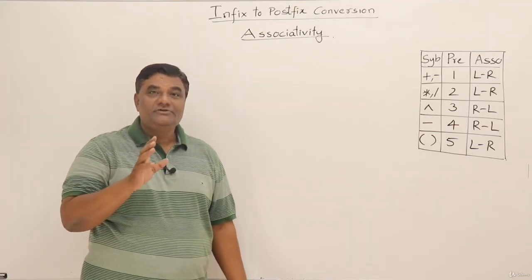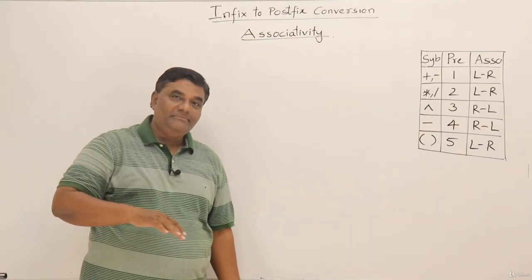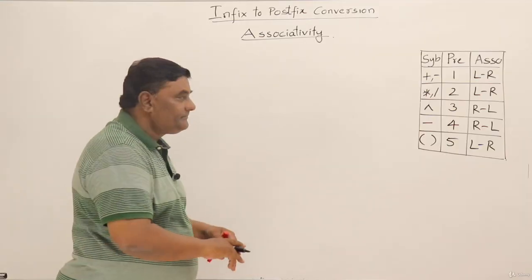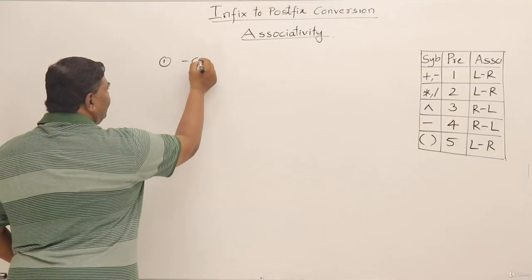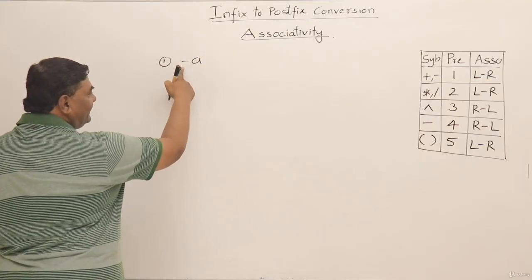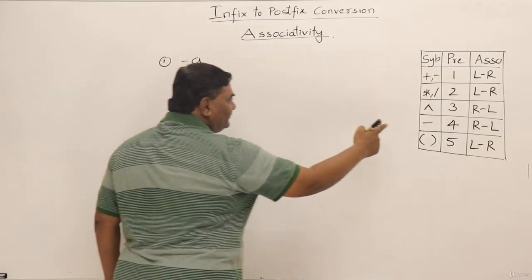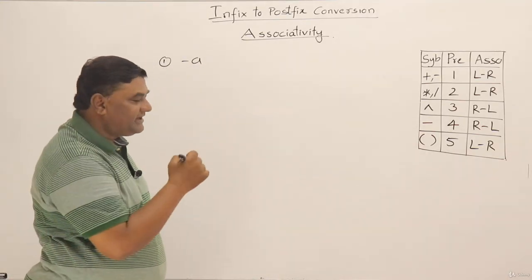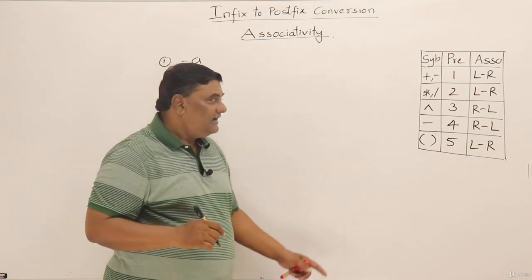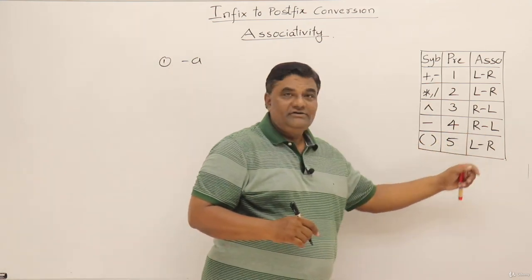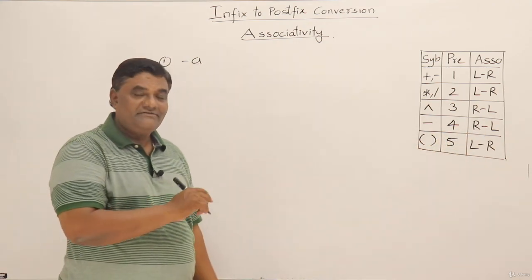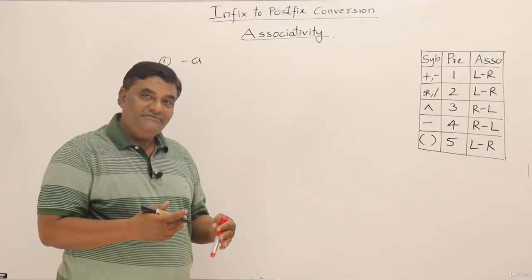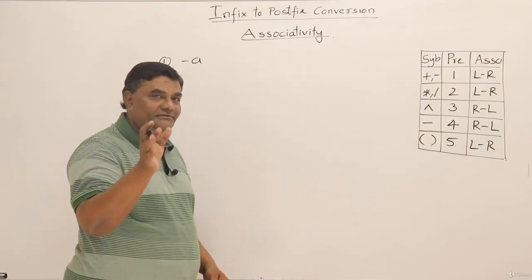Now let us take some unary operators and convert them into prefix and postfix. Minus A. This is negation of A. This is unary minus. Precedence is highest, just less than bracket. And associativity is right to left. So first right then left. It means if there is more than one, then we have to do it from right to left. So we will see that.